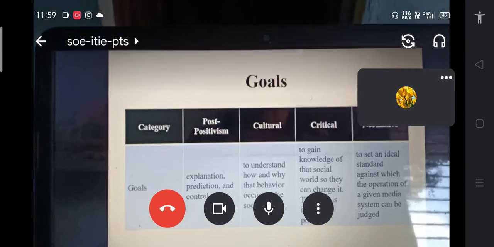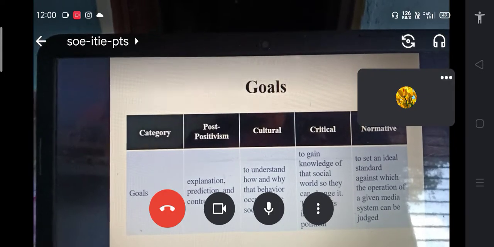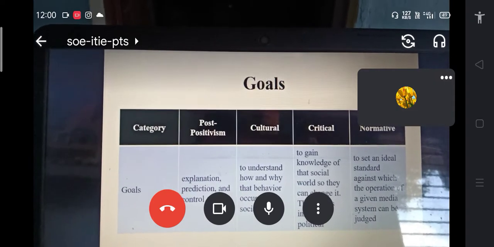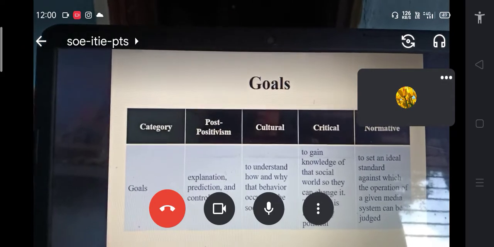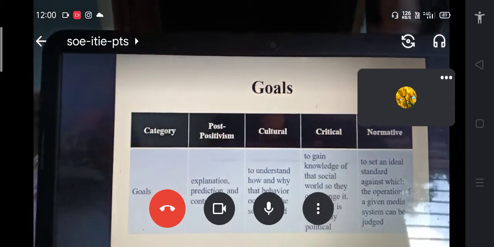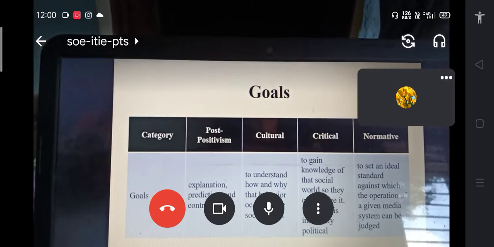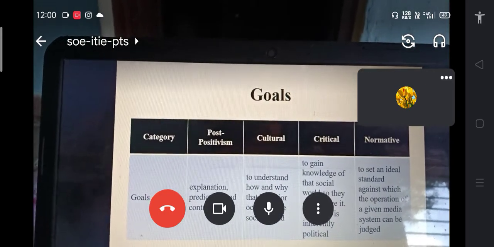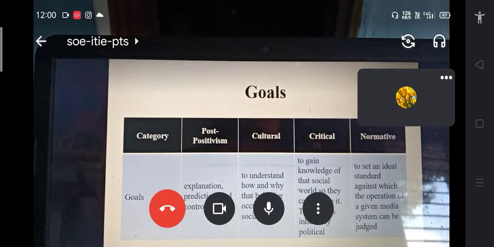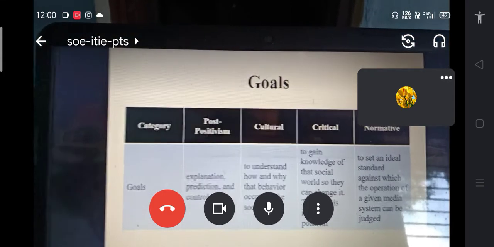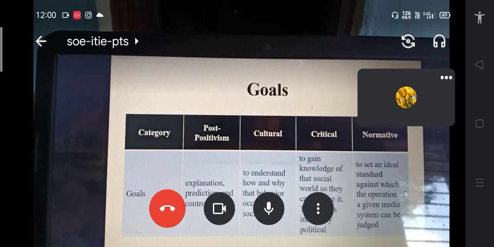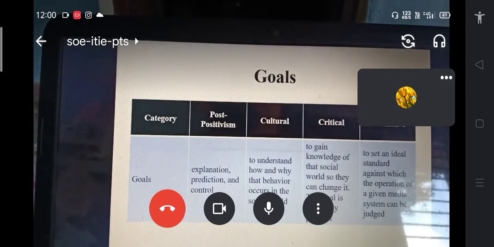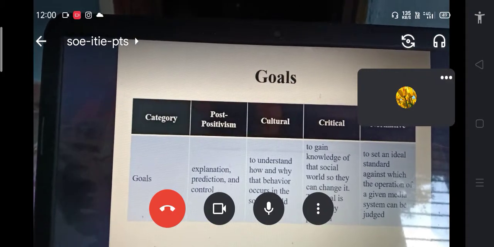Okay, so let's talk about the goals. Here we have post-positivism, cultural, critical, and normative. When we talk about goals, the goal of post-positivism is very similar to scientific researchers, which is explanation, prediction, and control. When we talk about scientific researchers, they want to explain something. They want to explain why we are having this kind of climate change, and then they want to predict that if this change continues, then in the next 5 years our earth will not have this much of water, will not have this much of forest cover, will have this problem and that issue. And by giving this prediction, they want to control it.